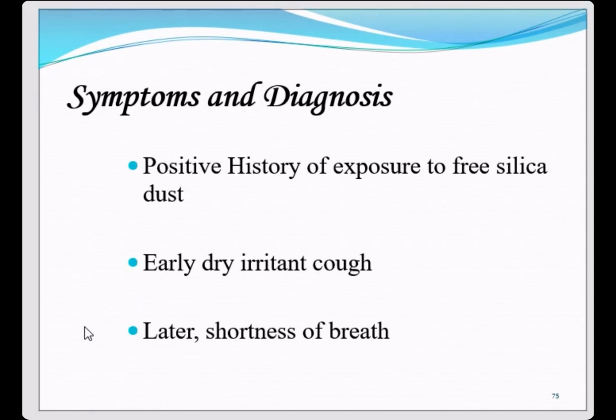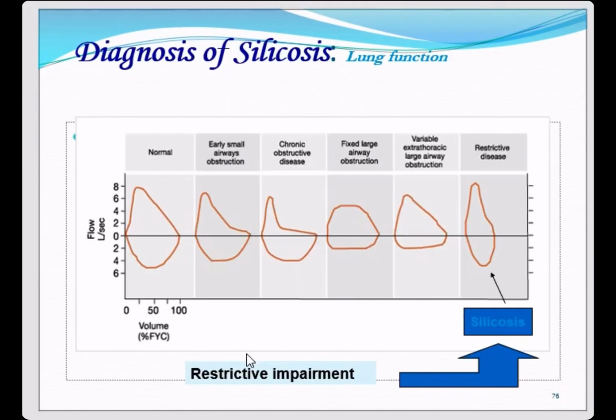And later, as the exposure time increases, the symptoms will change. The patient may have shortness of breath. So lung function is very important in the diagnosis of silicosis. From this picture, you will see the silicosis patient with restrictive lung function. They can't breathe normally, so the shape of the lung function curve changed.